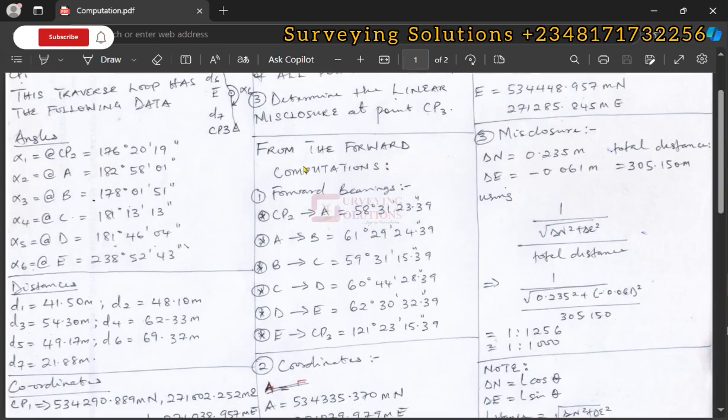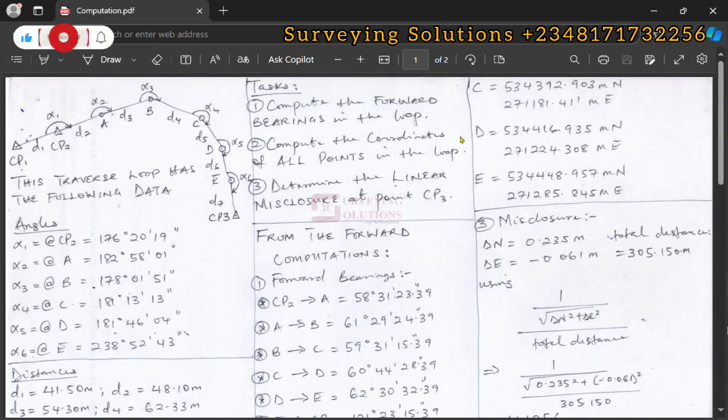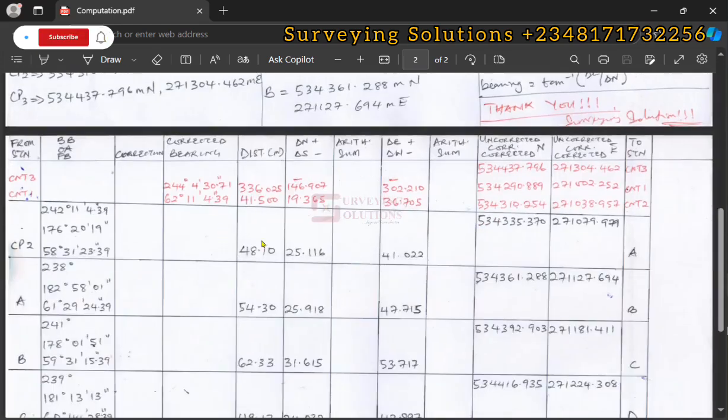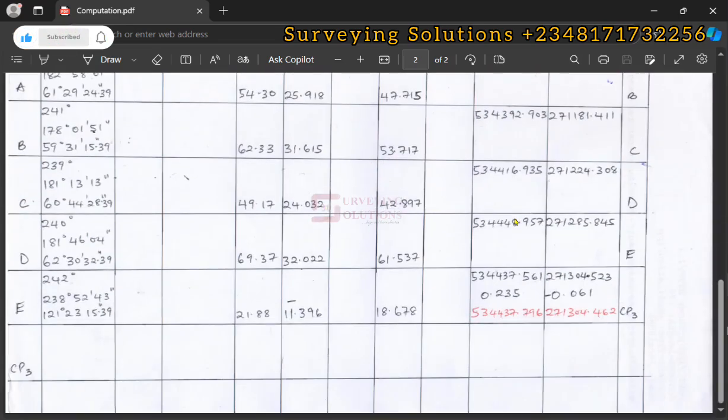So these are the forward bearings from our computation. The next is the coordinates of all points. Since you have your forward bearings and you have populated the distances, you can now use your distance and bearing to get your delta northings and delta eastings, right? Remember, when coming from the back computation column, we use our delta northings and delta eastings to get our distance and bearing. However, we now want to use the distance and bearing to get the delta northings and delta eastings, which will be used with the coordinates of the starting control to get the coordinates of the subsequent points.